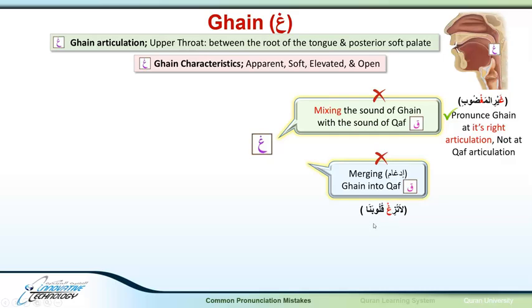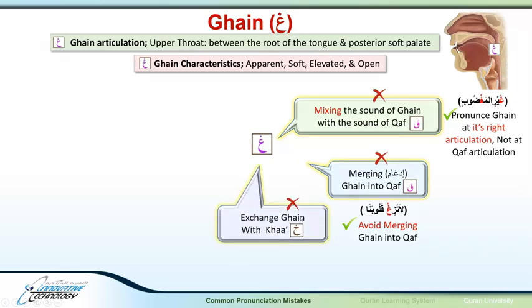The right way of pronouncing it is لا تزغ قلوبنا, clear, obvious ghain followed by a qaf, not merging the two letters, the ghain and the qaf together. Each one pronounced independently and clearly. The third mistake is exchanging the ghain with the kha. Example, yakhsha. We have a ghain here, and instead of pronouncing yaghsha, we pronounce yakhsha. This is wrong. The right way of pronouncing it is يغشى yaghsha. So we shouldn't replace the ghain with a kha.